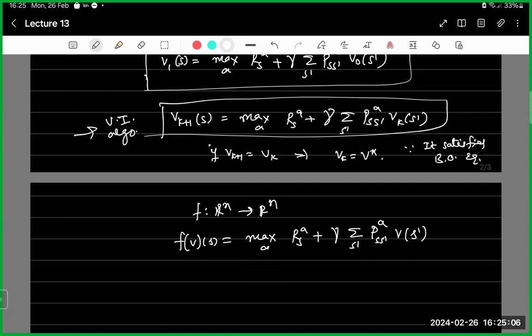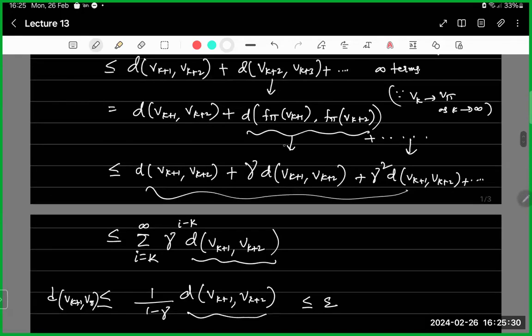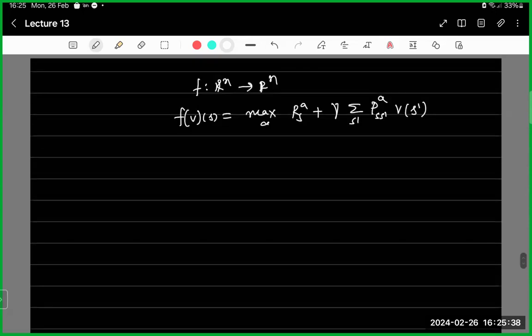You have to take any 2 points, before applying F and after applying F, measure the distances, and show that the distance decreases. In fact, we can show that the same gamma will apply here also. After applying F, the distance will be gamma times the distance before applying F, just like what we got for this thing. The claim is even for this F, you can show the same thing.